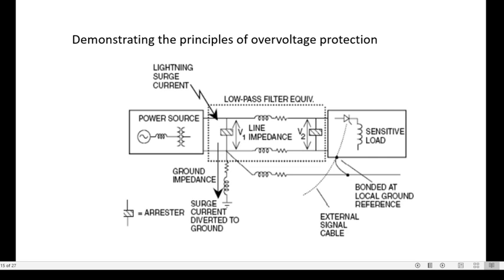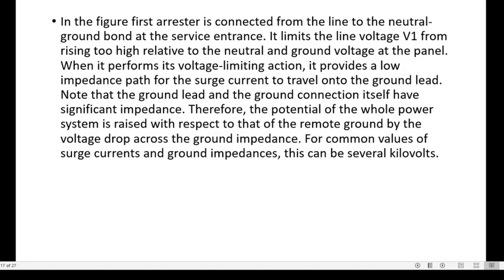In this figure, basically, the arrester connection location is shown. That figure indicates that the first arrester is connected from the line to the neutral ground bond at the service entrance. It limits the line voltage V1 from rising too high relative to the neutral and ground voltage at the panel. When it performs its voltage limiting action, it provides the low impedance path for the surge current to travel towards the ground. Note that the ground lead and the ground connection itself have a significant impedance.